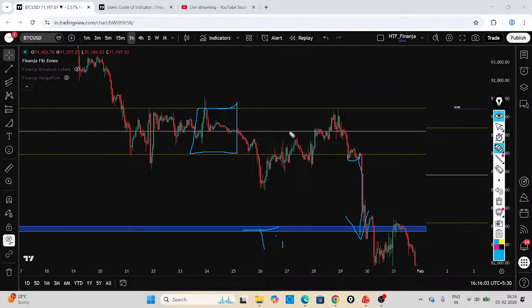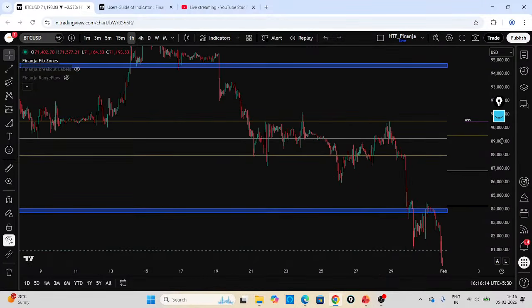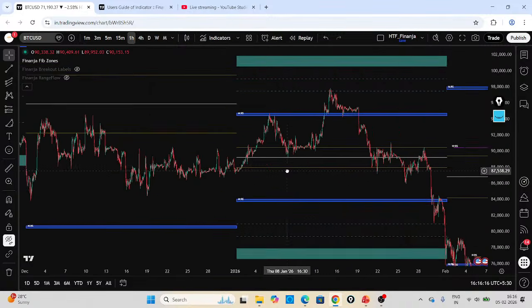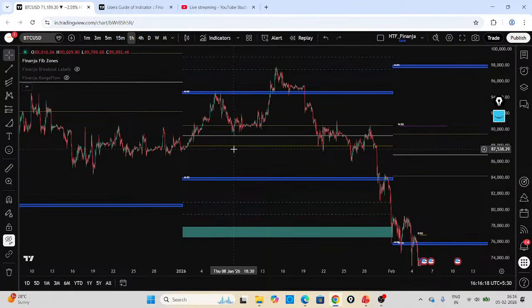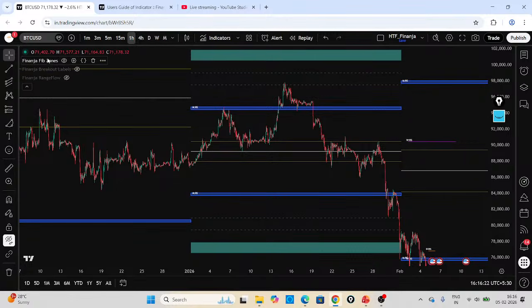But if you are thinking bias analysis, if it is below the 50% level, then it should go down only. So this is the level of proper price action. It is respecting this indicator.